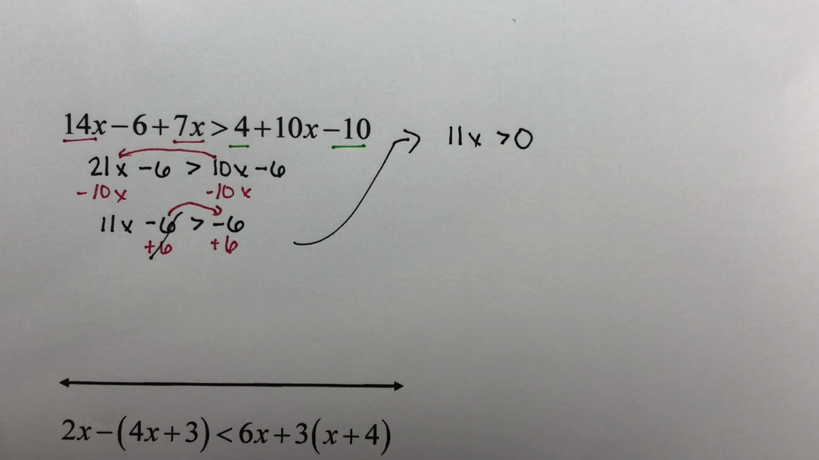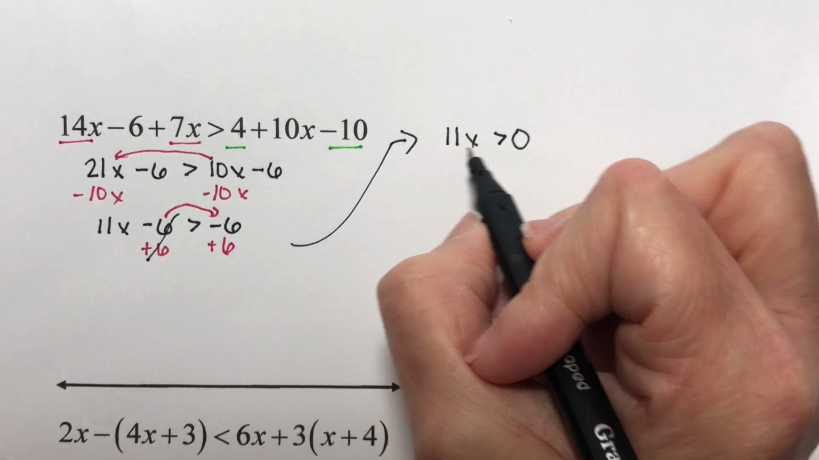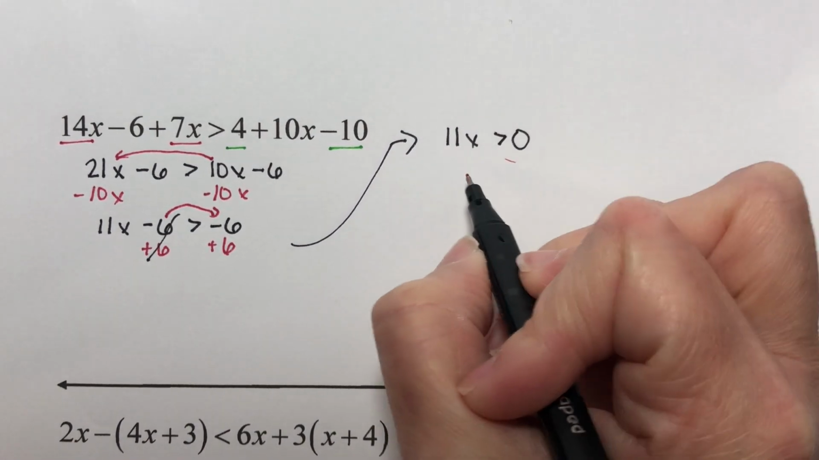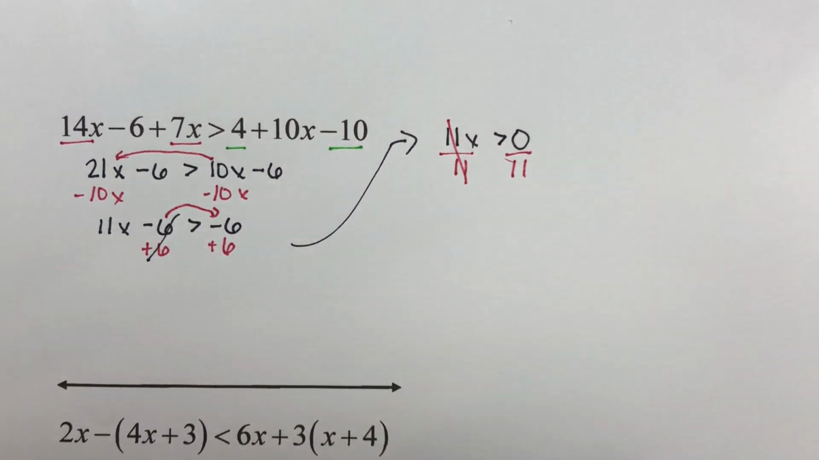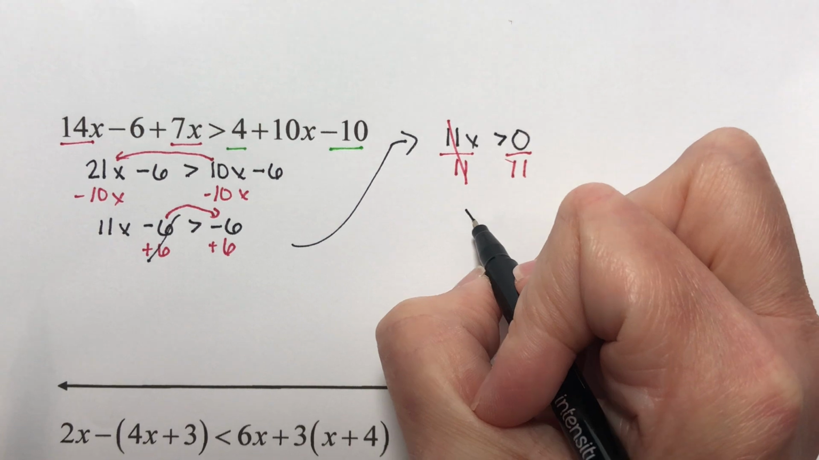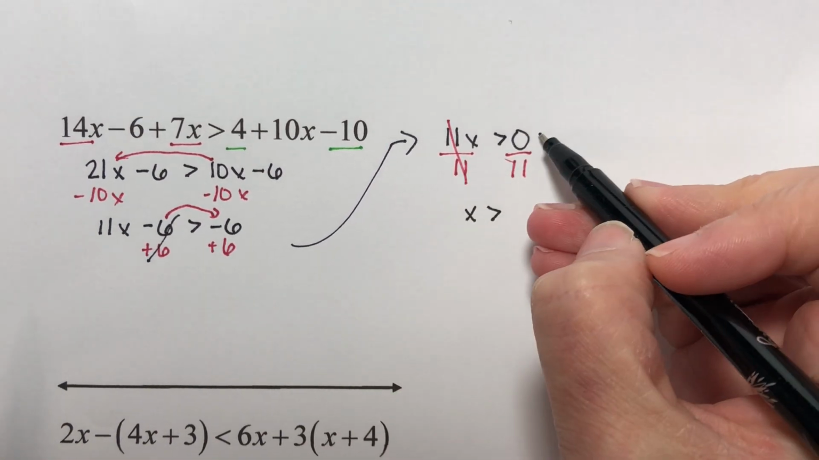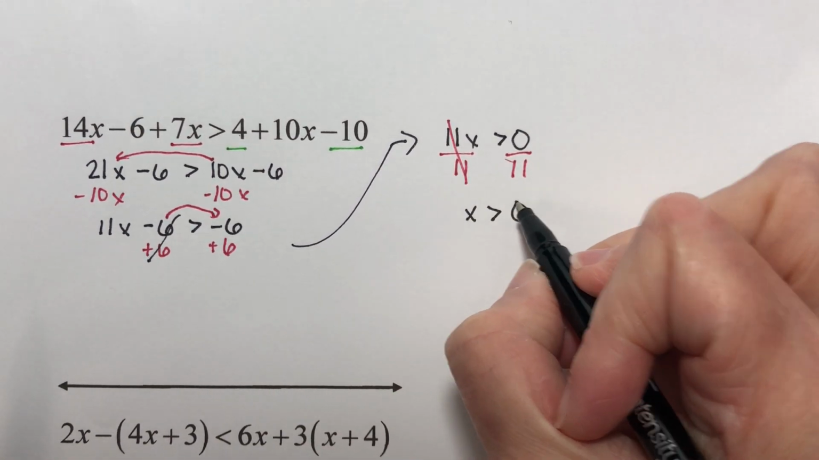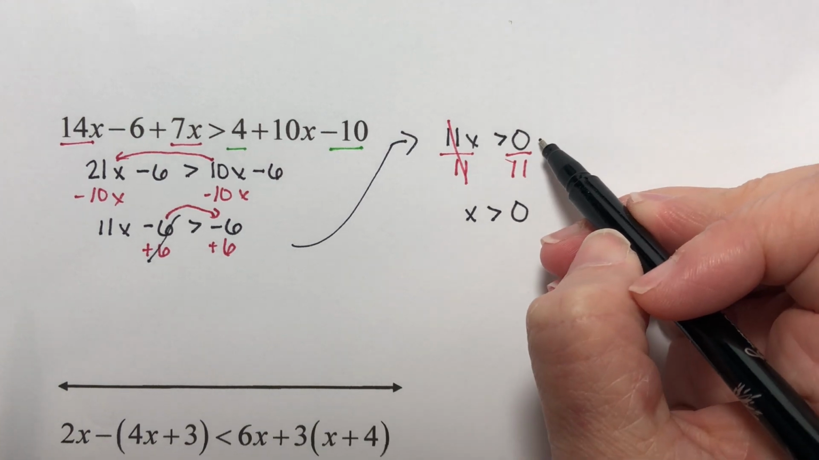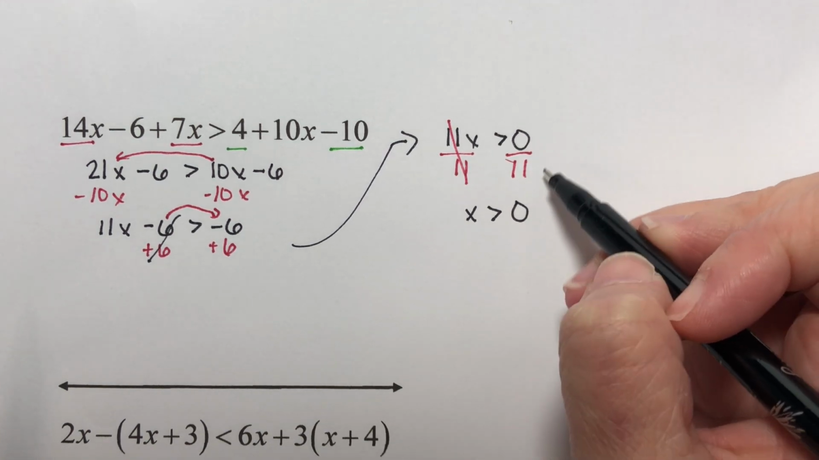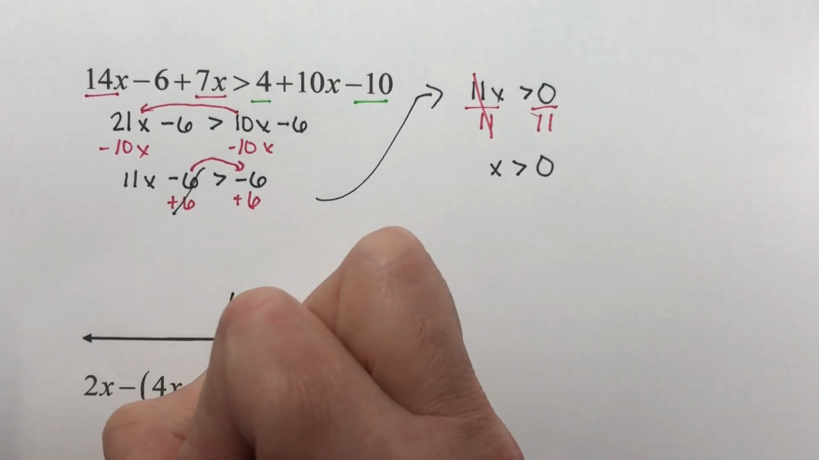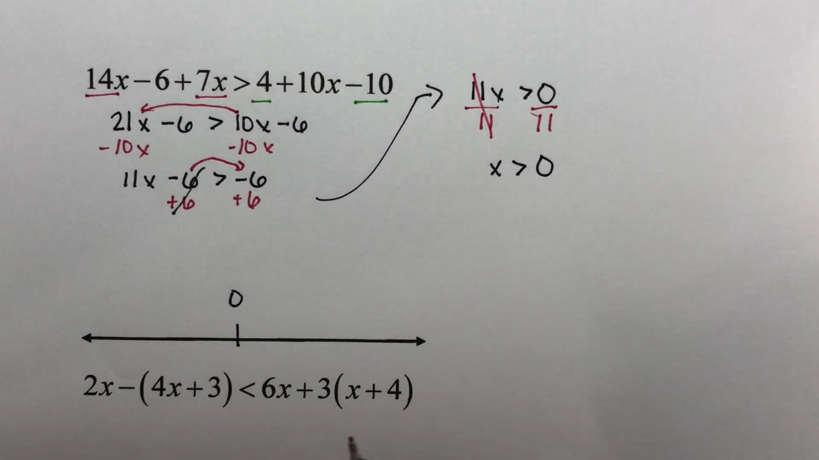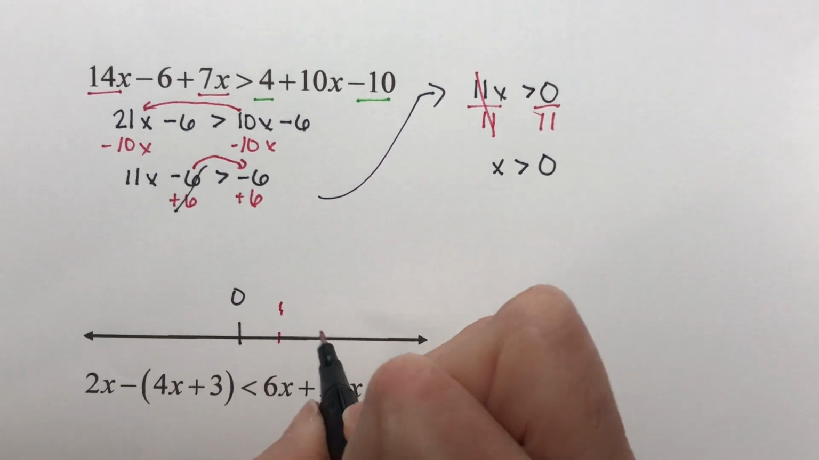Okay? Now I need to divide both sides by 11. Don't let the 0 freak you out. Divide both sides by 11, and you get x is greater than 0 divided by 11, which is 0. You are allowed to have a 0 in the top. You are not allowed to have it in the bottom. I need to put a 0 on my graph. Put in some extra numbers if you want.